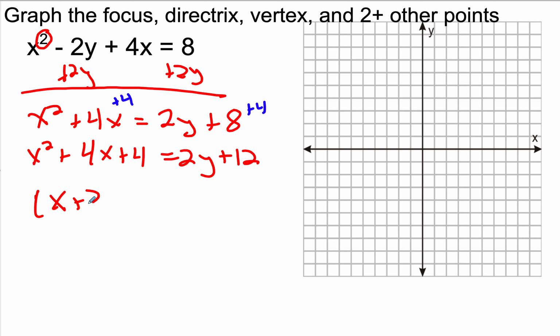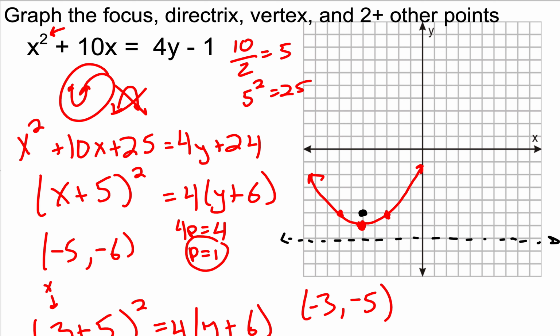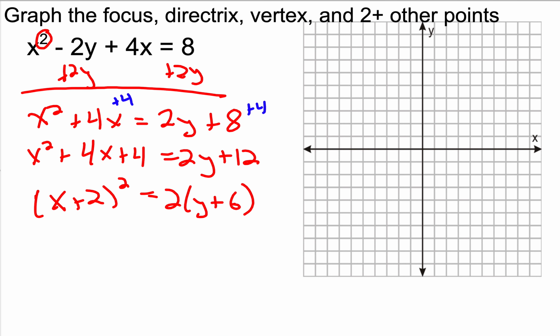Here I factor to get x plus 2 squared. You need to get a square. If you don't get a square, that means something didn't go right. Either you didn't complete the square correctly or the factoring wasn't correct. And now here I am done. So here we got a vertex of -2, -6.